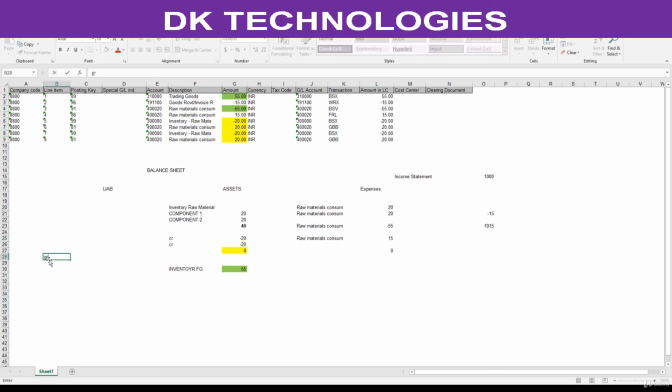GRIR, this is 15. This will represent your liability. See, now this 15 is increased, is representing here. This 40 plus this 15. See, here you can see 55. Now this GRIR, when you do the invoice verification, will be moved to the vendor account. This account will become 0.